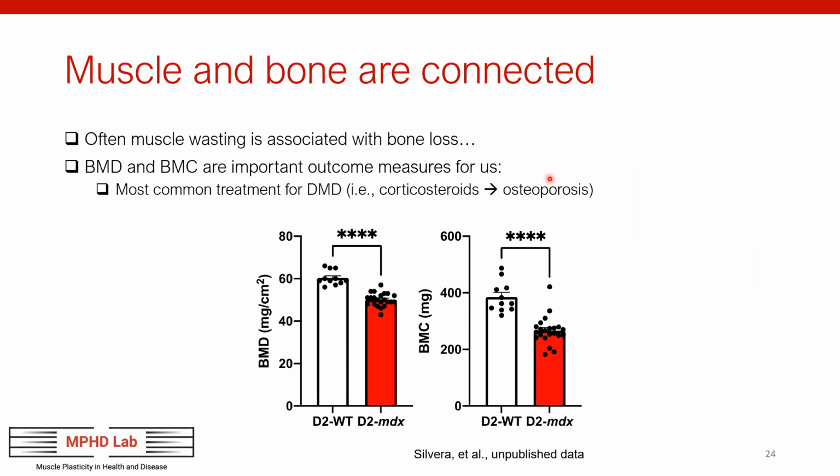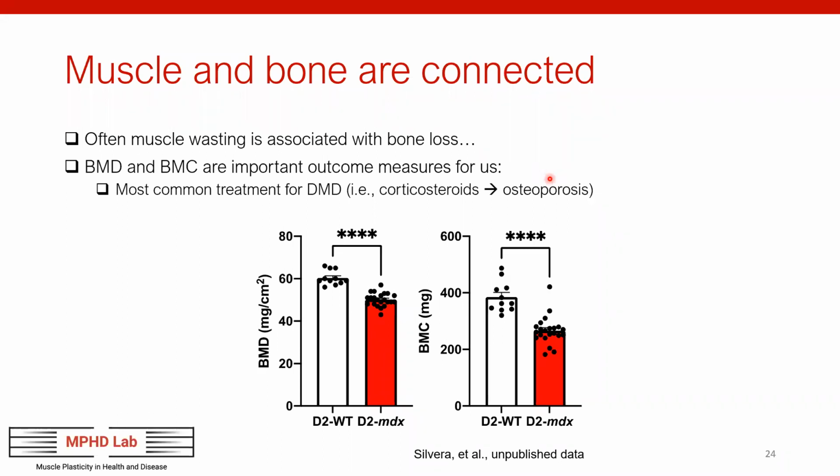The next point I want to make is that muscle and bone are connected. Often what we'll see is that muscle wasting is associated with bone loss. This is really important in the context of Duchenne muscular dystrophy because the most common therapy for Duchenne muscular dystrophy is corticosteroid treatment. However, the long-term use of corticosteroids has been associated with increased risk of osteoporosis. So when we're trying to develop new therapeutic strategies for Duchenne muscular dystrophy, we need to be mindful of any potential impact on bone mineral density, bone mineral content, and bone structure.